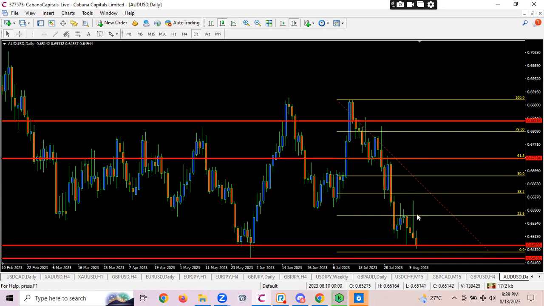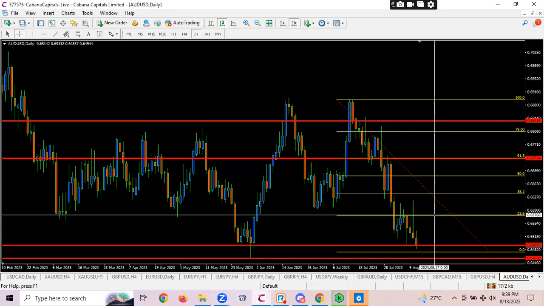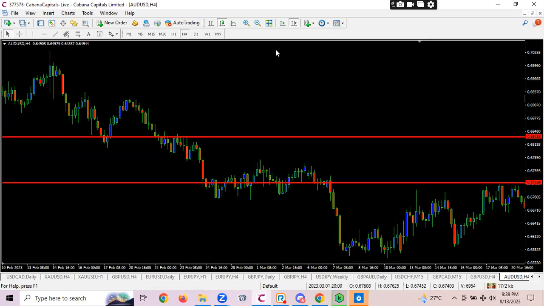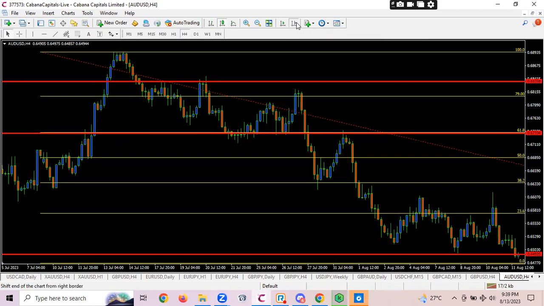Now, this is a breaker block. If you want to buy, you could wait for a candle to close above this breaker block, which is how many pips from the current market price? Let's see. That's about 95 pips. That risk is high. So if the next candlestick closes bullish, let's go to 4-hour.